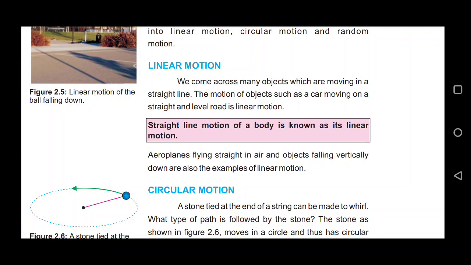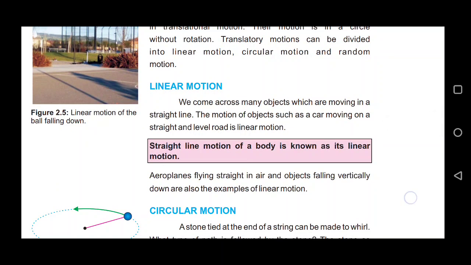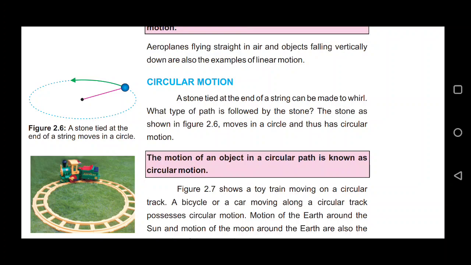And now what is linear motion, which is a type of translatory motion? Straight line motion of a body is known as its linear motion. Linear motion basically deals with the motion which is in a straight line. As we studied in the definition of translational motion, the motion is along a straight line or curved line. So this is the straight line motion, and it is a type of translational motion. The example of linear motion is the motion of a car in a straight line on a level road. And now we want to see what is circular motion.